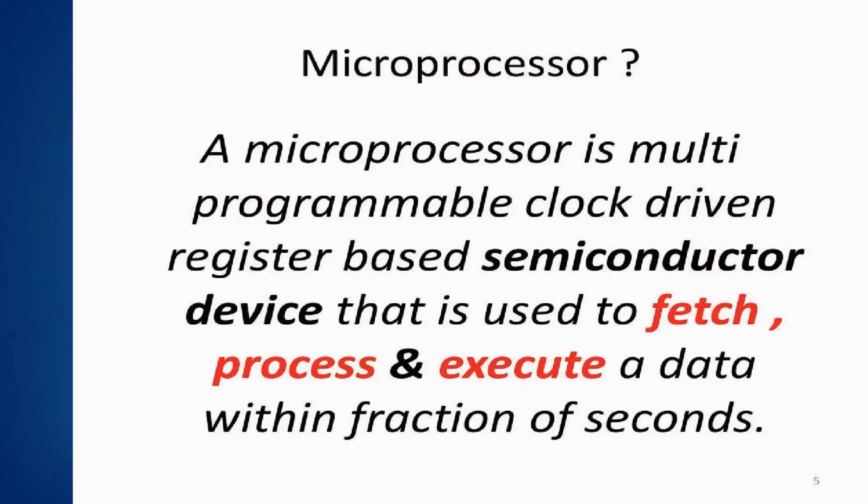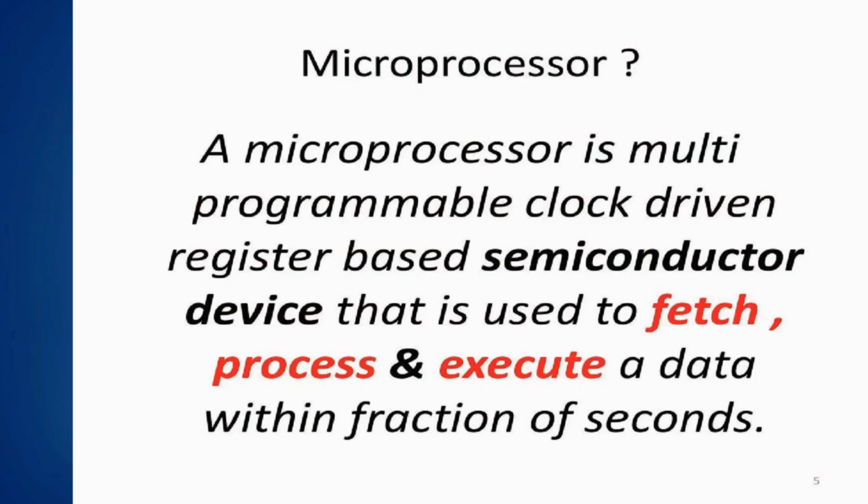Now I can say in technical terms how we define a microprocessor. A microprocessor is a multi-purpose programmable, clock-driven, register-based semiconductor device that is used to fetch, process and execute. Fetching means we are giving some orders or commands, process means it will manipulate whatever you want, and execute means it will definitely perform it on data, that is binary data, within a fraction of a second.